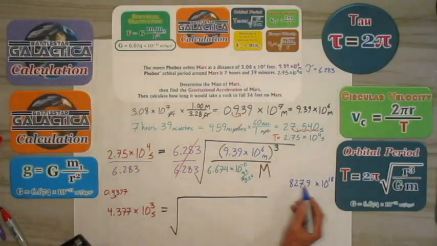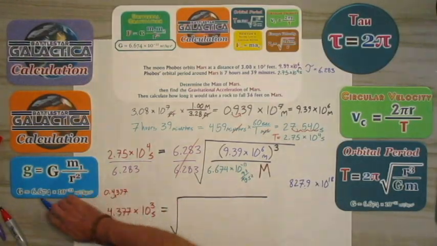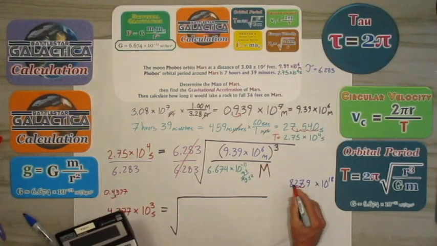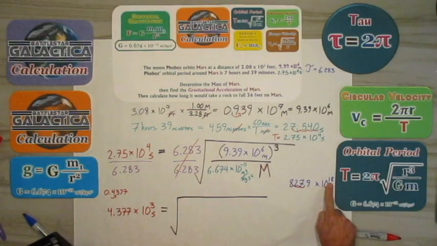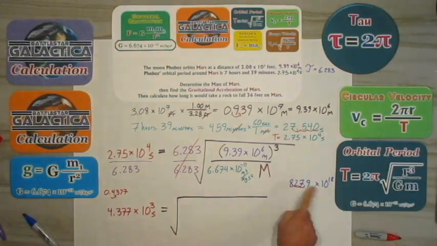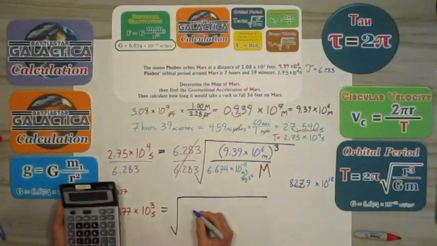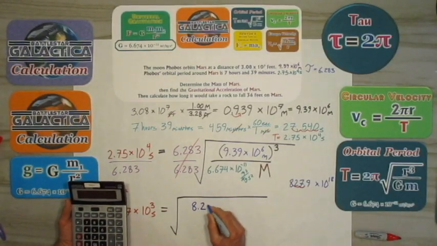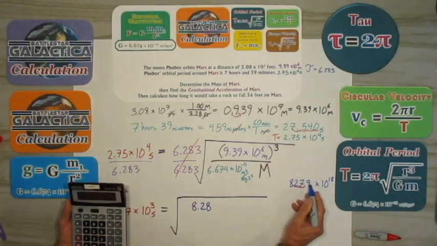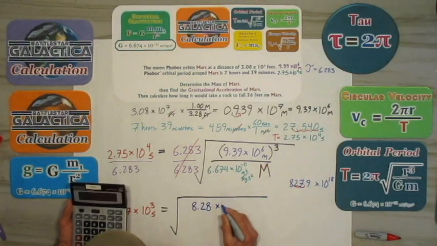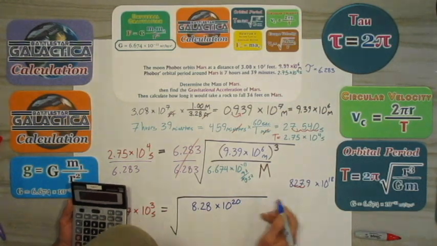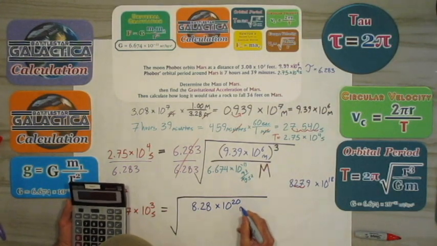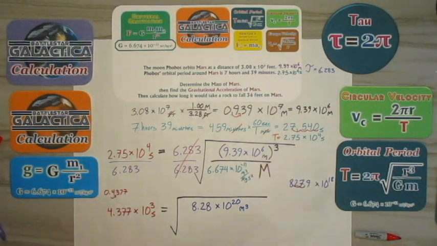So before I write it here, I want to get it in proper scientific notation. So obviously, if I move it over twice like that, it's going to go up to what? 20. So I'm just doing that on the side to save some space here. So I'm getting 8.28, now I'm going to round it, that 9 rounds it up to an 8, times 10 to the 20 meters cubed. Meters cubed, right?